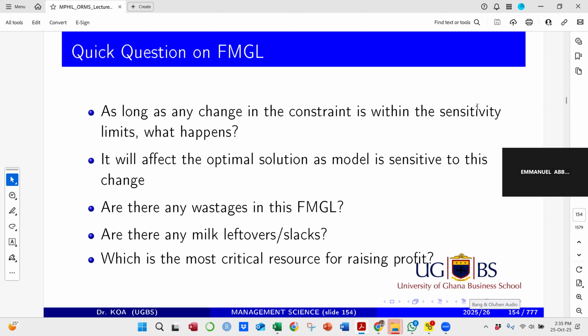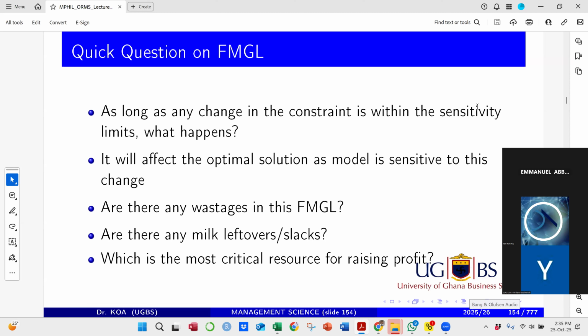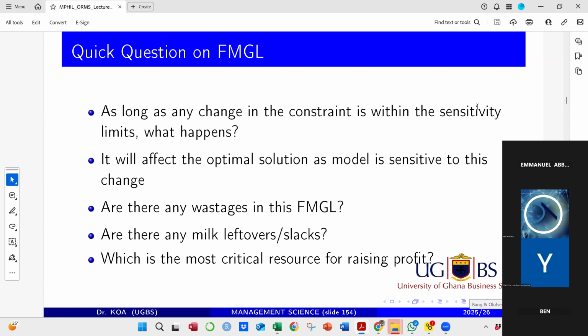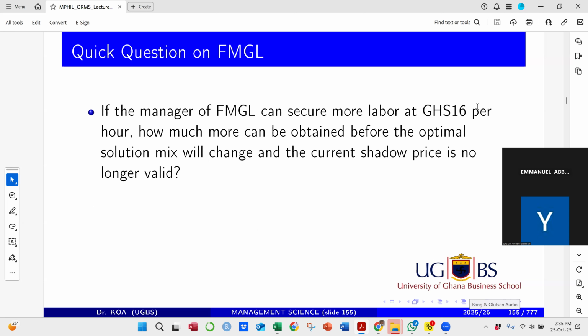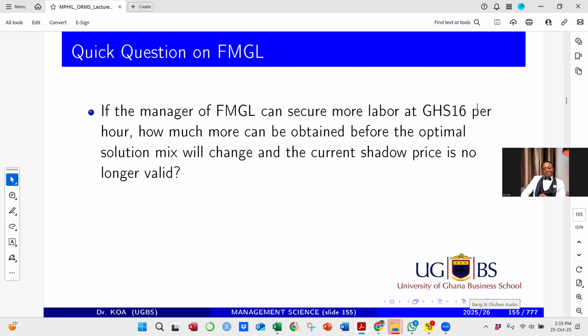What is the most critical resource for raising profit? Emmanuel. It's labor. Okay. Now, if the manager of Farmer Ghana Limited can secure more labor at $16 per hour, how much more can be obtained before the optimal solution mix will change and the current shadow price is no longer valid? How much more can be obtained?